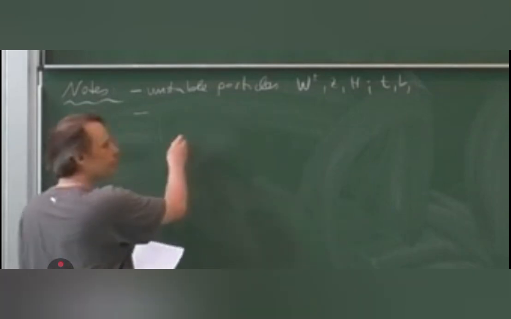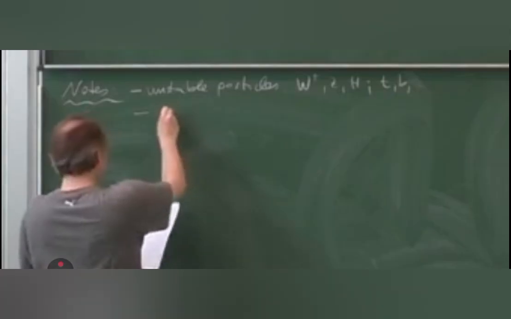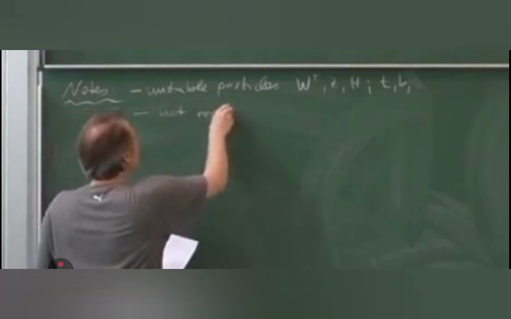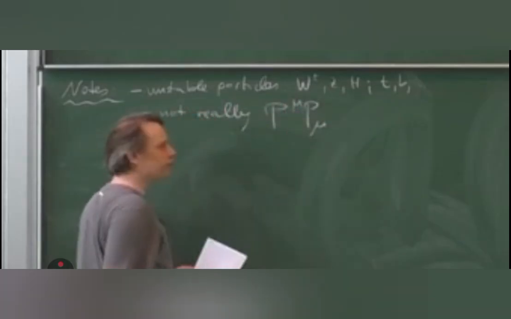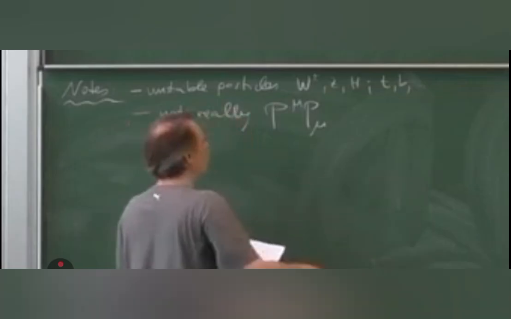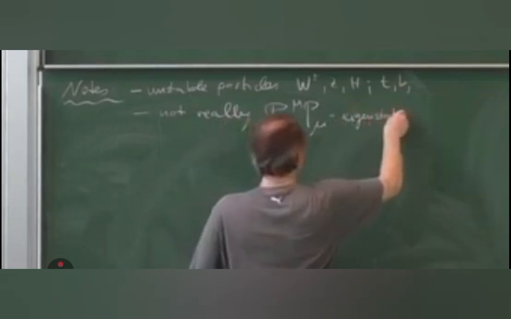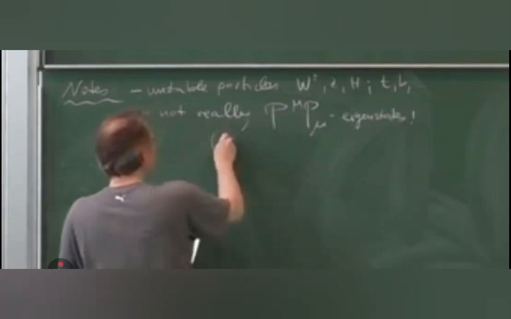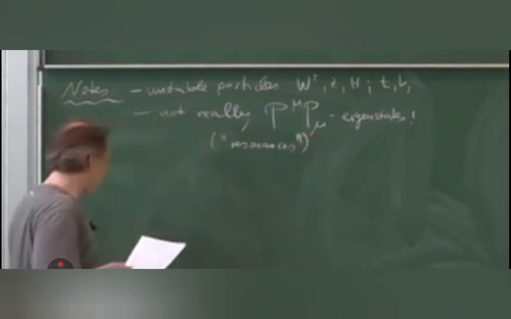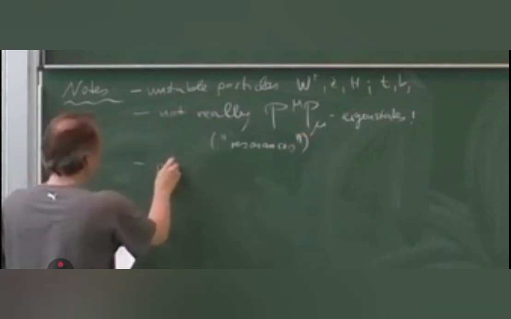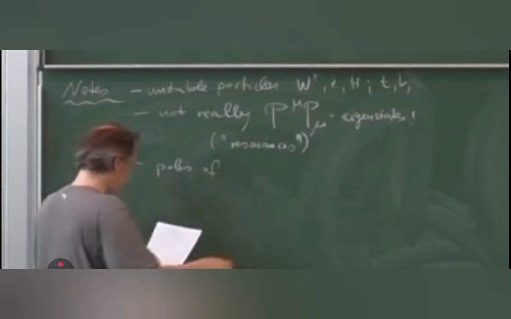So these particles do not actually correspond to energy eigenstates and to eigenstates of the p-square operator. So these are not really eigenstates of this operator. So this is the operator p mu, the Casimir operator of the Poincaré group. But rather they are resonances, strictly speaking. And therefore, the poles of the full propagators, they are not really at the mass in the way you might expect.